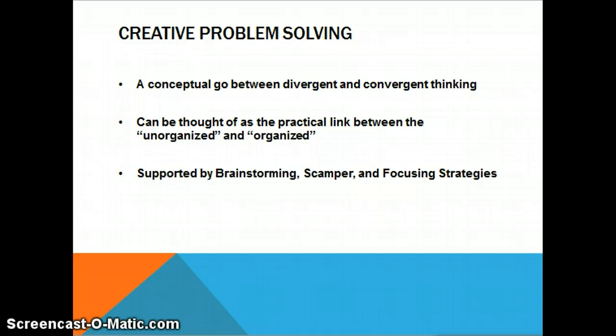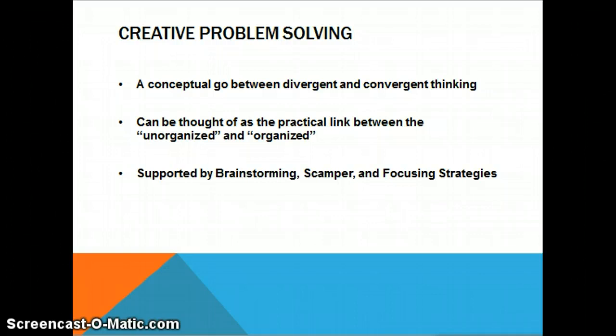Between at one end we have divergent thinking, and then at another end we have convergent thinking. And we can think of creative problem solving as a go-between those two things. So as opposed to going from divergent thoughts to trying to just converge on one central thought, creative problem solving offers a bit of a go-between, or the practical link between what's unorganized and what's organized.